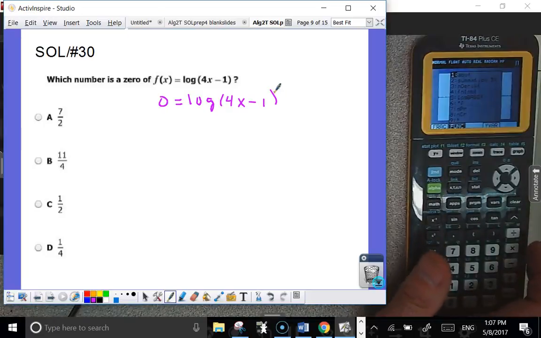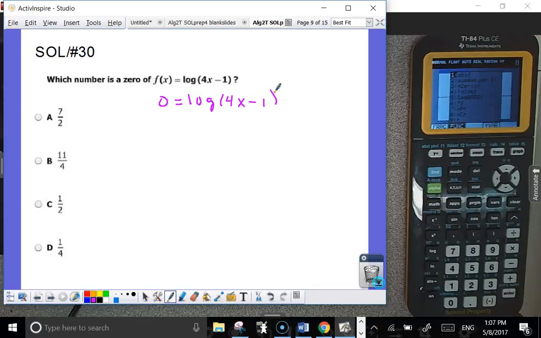There's one other logarithm function on the calculator. What is it? The ln, right? The natural log. And what's the base of the natural log? E, the irrational number e, right? 2.7182, and so on. Keeps going and going.